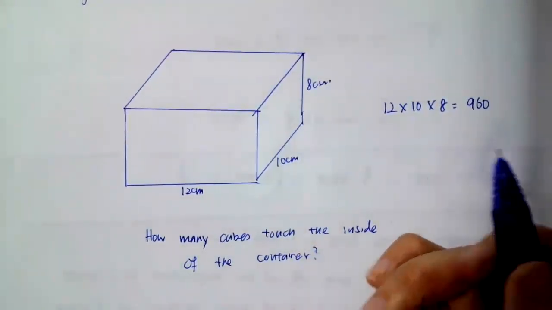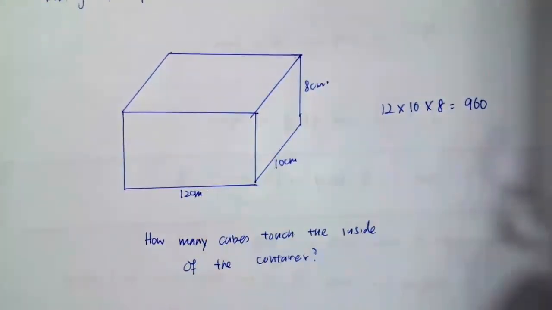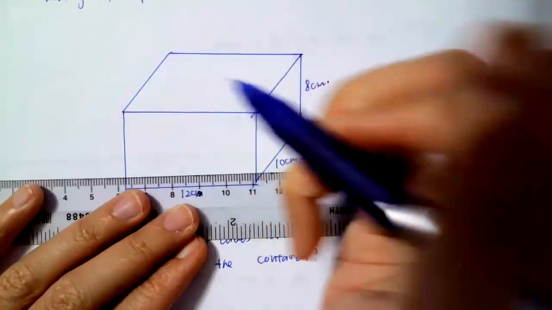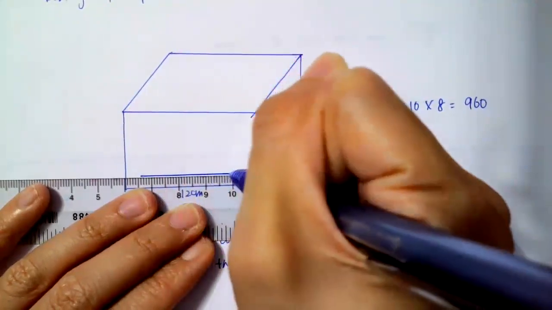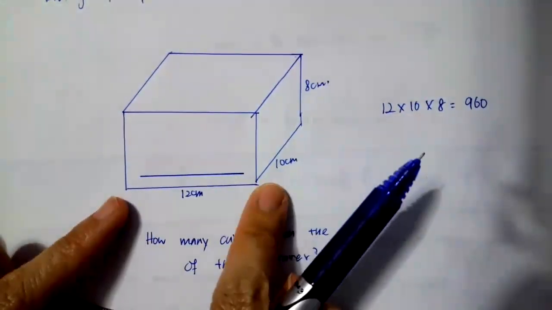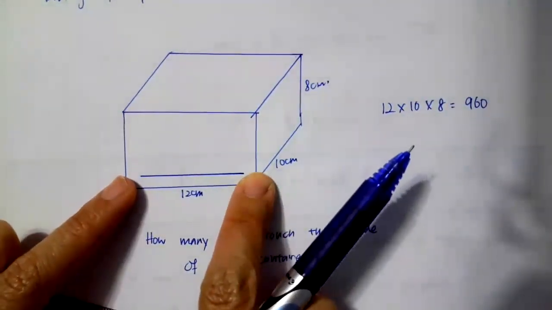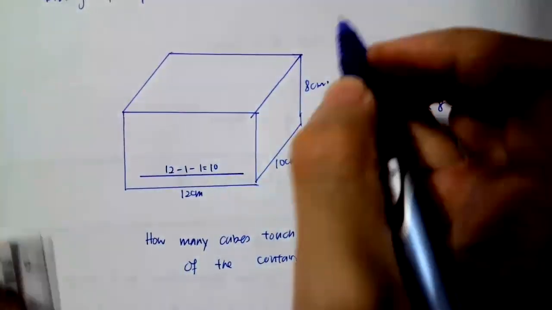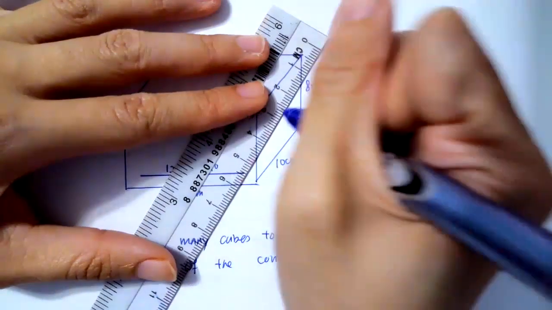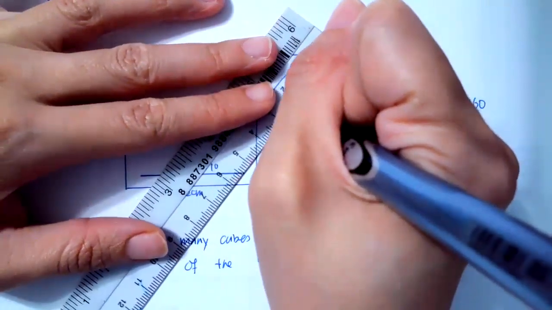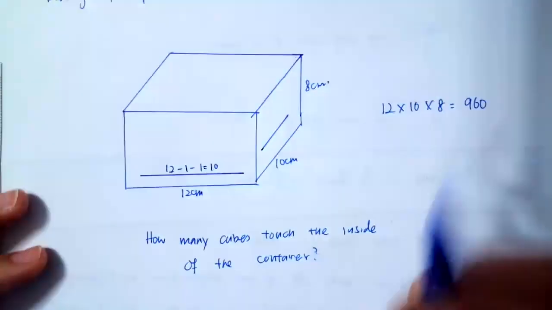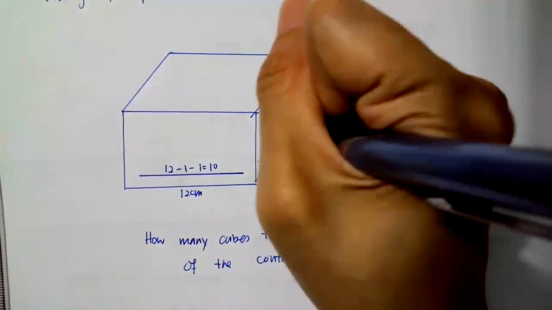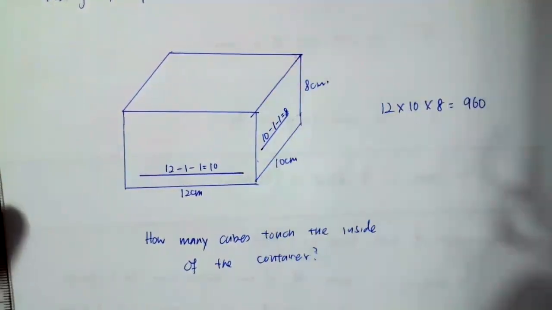And then for how to find the ones that don't touch. Remember I told you, the ones that don't touch actually form a nice cuboid inside as well. So it will be 12 cm minus the 2 sides that touch. So it will be 12 minus 1 minus 1, that's 10 cm. Then the breadth here would be your 10 cm minus the 2 sides that touch also. So 10 minus 1 minus 1, that's 8 cm.